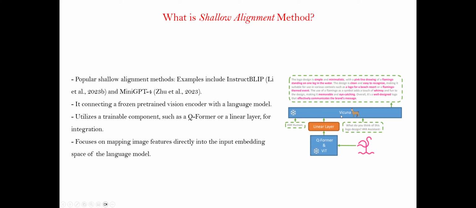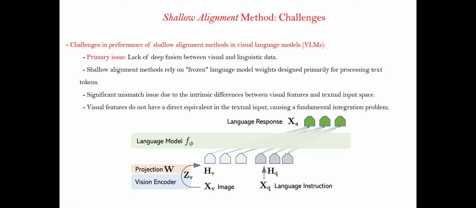And furthermore, it affects the natural language generation capabilities of the LLM post shallow alignment. There might be a possibility of a natural degradation in the performance of natural language generation. So that's why it is called a shallow alignment method. But what are the challenges?